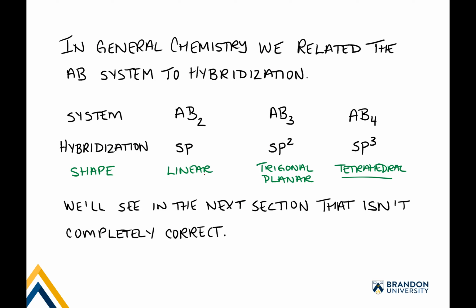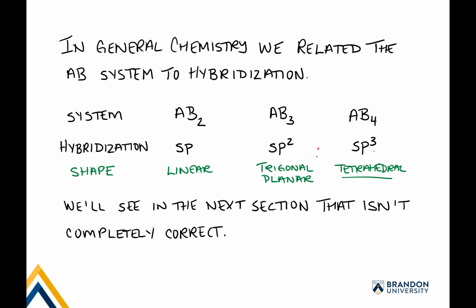But for AB2 systems, which have a linear shape, the hybridization is going to be sp. In AB3 systems, where it's trigonal planar, the hybridization is going to be sp2. And when we've got AB4 systems, this will be tetrahedral, and it's going to be sp3.